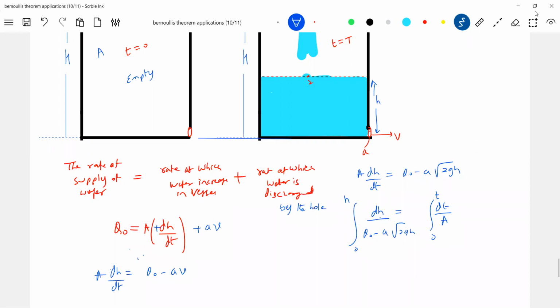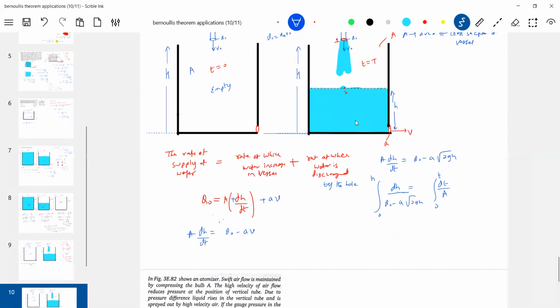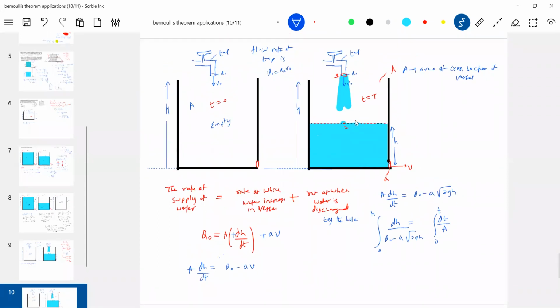Will you agree with this? Mathematically it may not be useful for us. Now, after what time will the level of liquid in the vessel be maximum? Anybody? It may overflow. When will it overflow? When Q naught is very much greater than A root 2gH. In that case, what will happen? Some liquid will be discharged by the hole, the level of liquid has risen, and it will be overflowing. When will that happen? When Q naught is very much greater than A root 2gH.